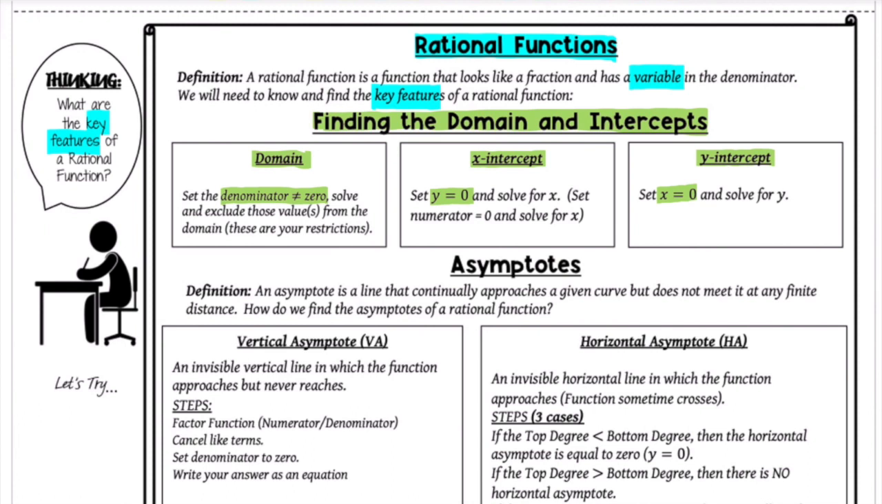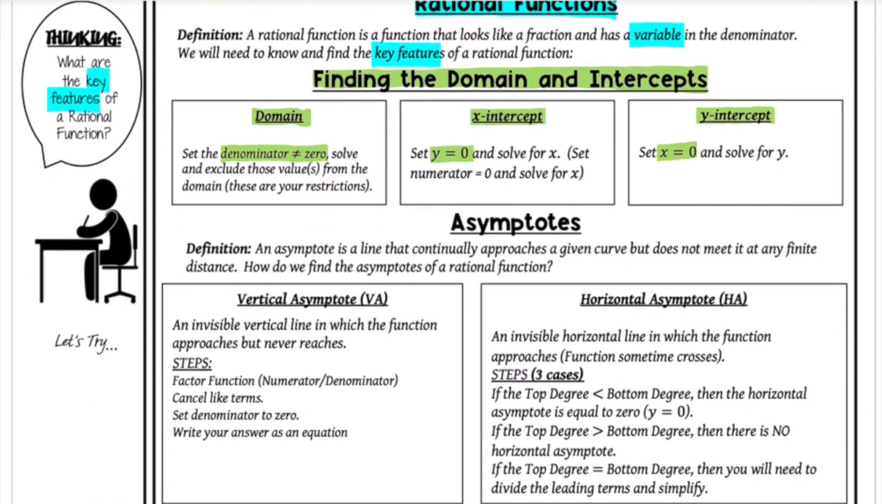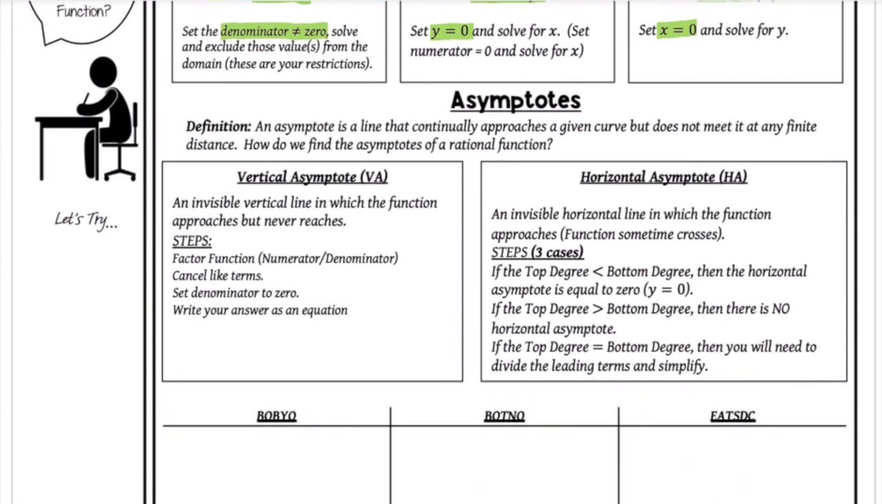So if we were asked to draw, these are the things that we will have to input into our drawing of these rational functions. Besides these things, there are two other important pieces of information. They're our asymptotes. So an asymptote is a line that continually approaches a given curve, but does not meet it at any finite distance. How do we find asymptotes of rational functions?